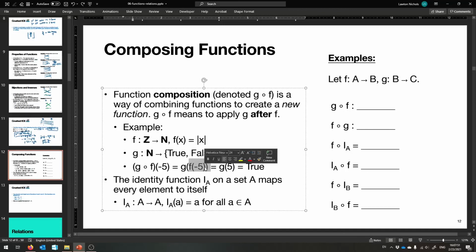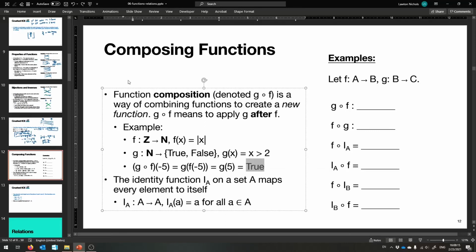Okay, hopefully this is coming back to us all. Apply g to the result of f of -5. So it's kind of like you just replace this with a parenthesis, okay? And like get rid of that one. All right, so that becomes g of 5 because you take the absolute value of, that was what f did, took the absolute value. So now we're doing g of 5, and that is true. Yeah, so that is a composition of functions.